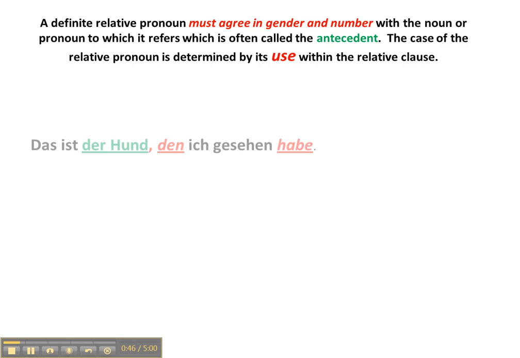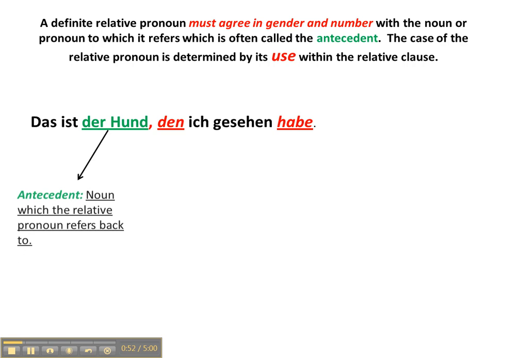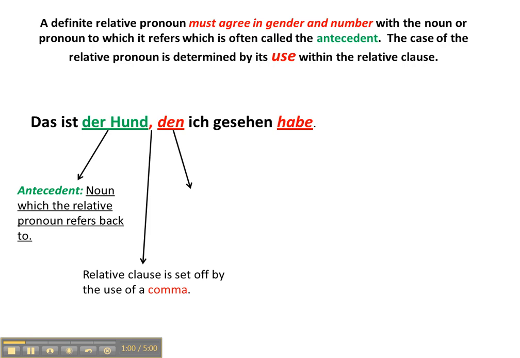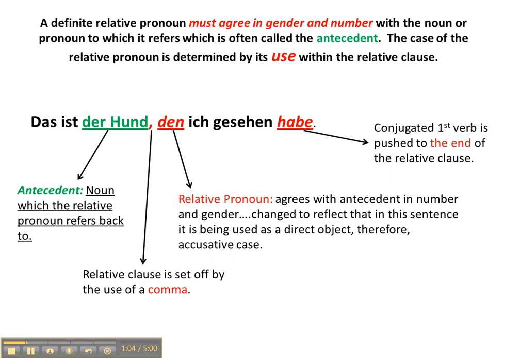Okay, so again, just another review. A definite relative pronoun must agree in gender and number with the noun to which it refers, which is called the antecedent. The case of the relative pronoun is determined by its use within the relative clause, and the verb will always be pushed to the end because the relative pronoun will act as a subordinating conjunction. These are things we covered in the first video.